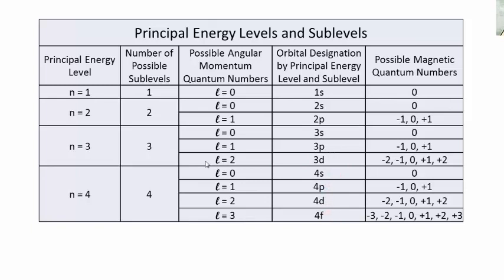Okay, it's probably starting to come into focus a little bit more. And there is only a single type of s orbital, and its magnetic quantum number is just called 0. Likewise for 2s, we just call it 0.